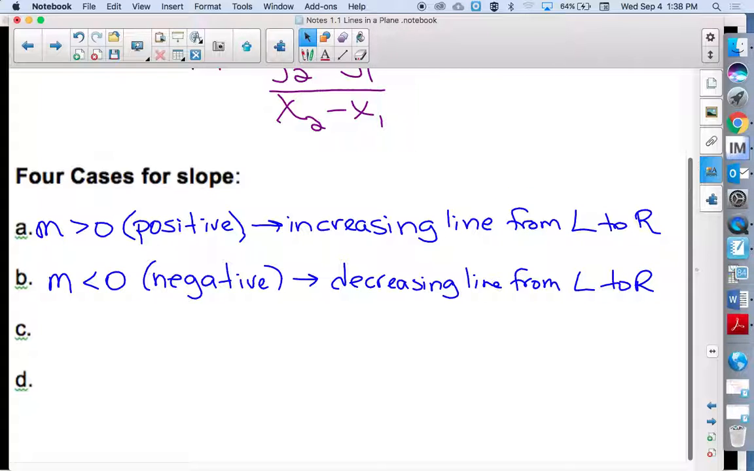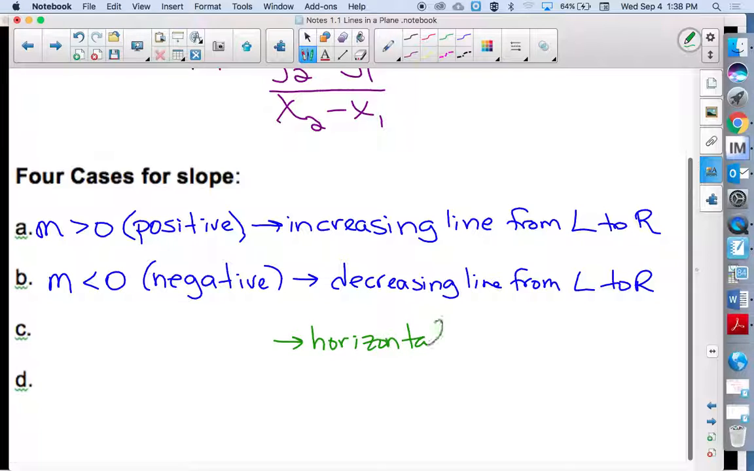Alright, so now we have two options, a line that goes up or a line that goes down. But there's still two other lines. Quinn, do you know one of the two other lines that exist besides the one that goes up or the one that falls down? Yeah, so one that's just straight, going left to right. What kind of line do we call that? Horizontal. So we could have a horizontal line. It's flat, goes left to right.